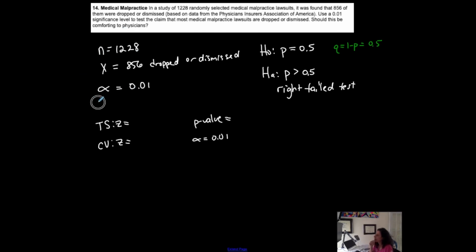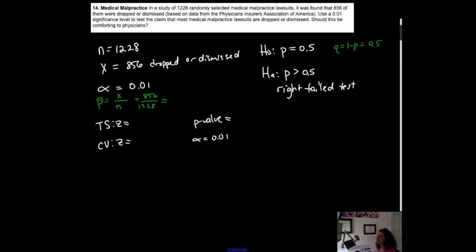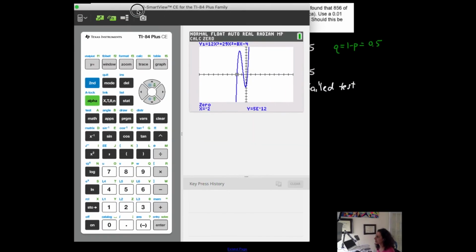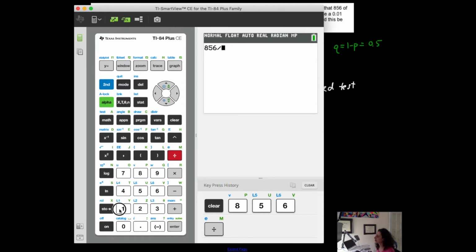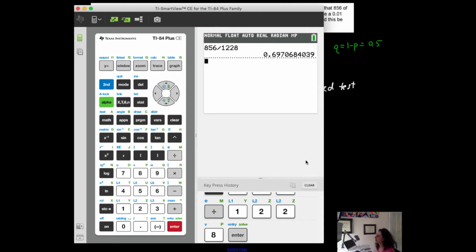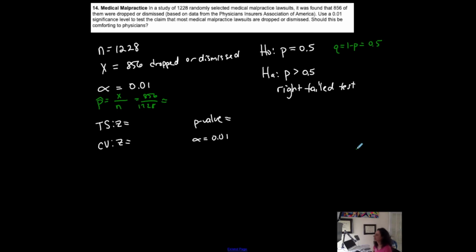P hat. P hat is the sample proportion. From the sample, what is the proportion of cases that were dropped or dismissed? So that is the number of successes over N. So in this case, that would be my 856 over 1228, which I'm going to convert into a decimal, and I'm going to probably take at least 4 digits to the right of the decimal place, 856 over 1228. So 856 divided by 1228, do that on the calculator, and we're going to get 0.6971, approximately 0.6971.